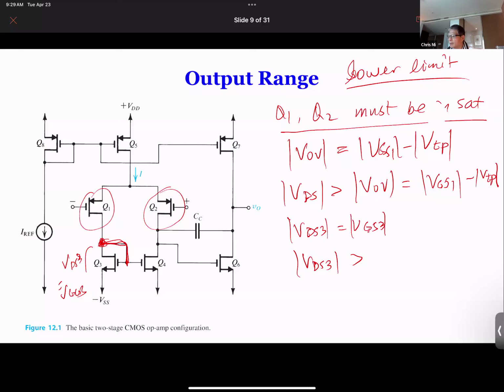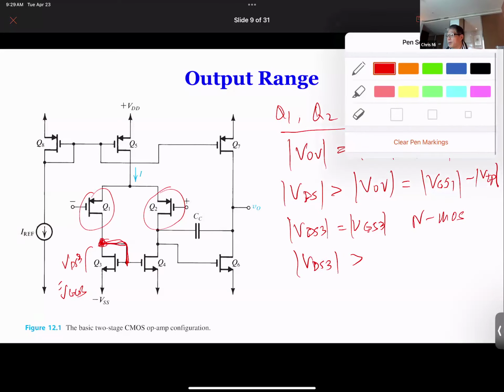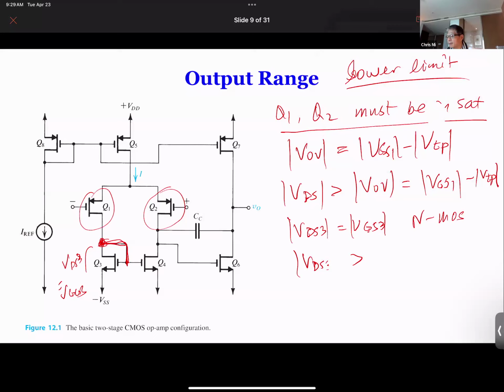Oh, well, Q3 is an NMOS. For NMOS we don't have to use absolute value because the quantities are positive, whereas for PMOS it's obviously negative, which is why we use the absolute value. But for NMOS it's always positive, so we don't have to use it. It has to be larger than VTN. Let's call it VTN for this Q3.